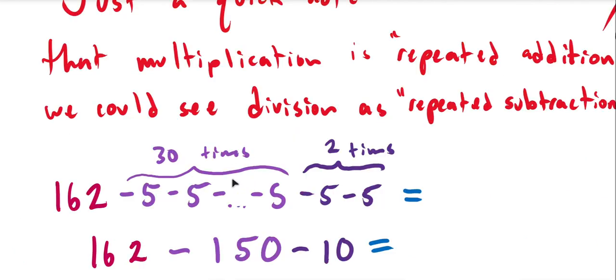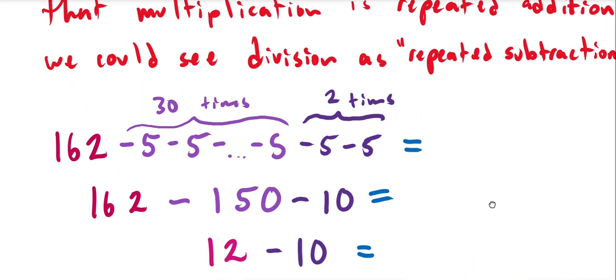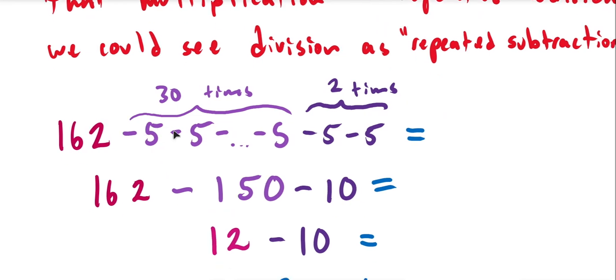Well, the way that it worked is that columns let us keep track of powers of 10. For example, we couldn't take any 5 times 100s away. We had to start with the tens place into 16 tens, or 160. If I take away 30 times 5, I'm taking away 15 tens. I'm taking away 150. And that's precisely how we got our 12.